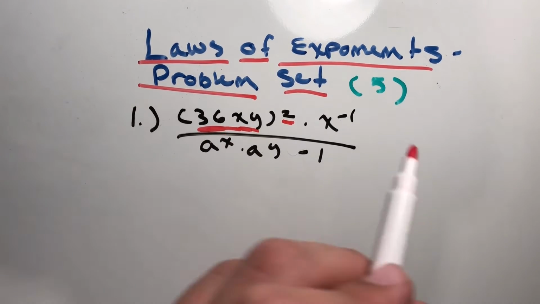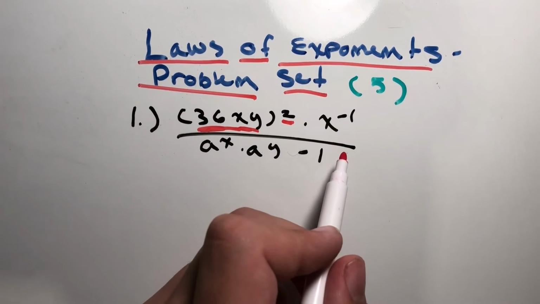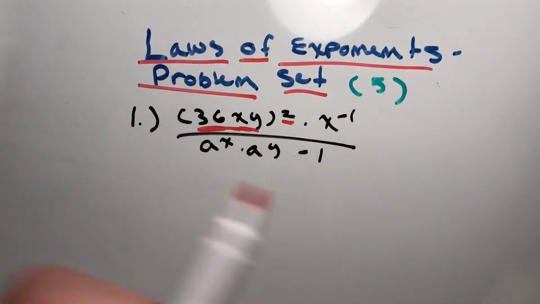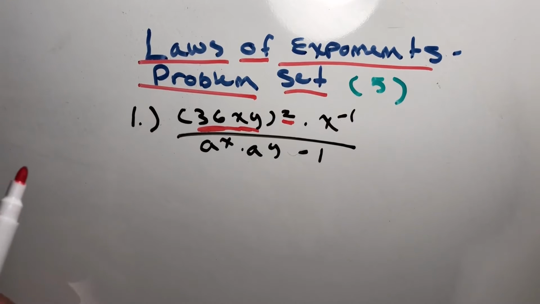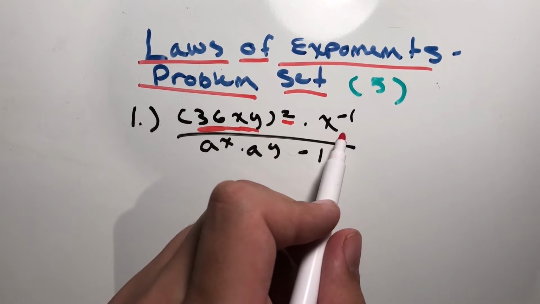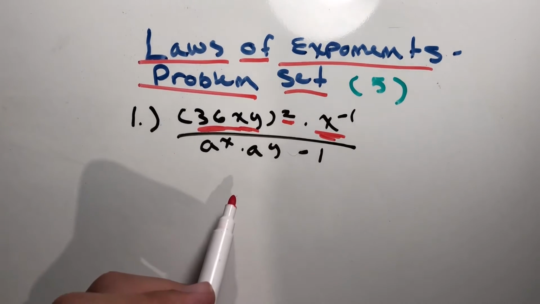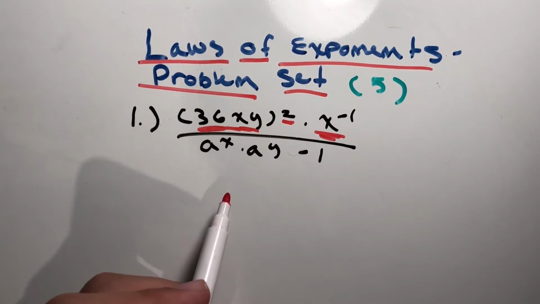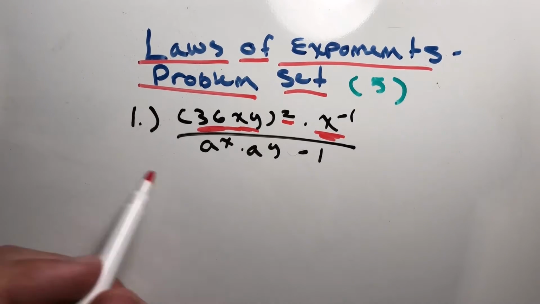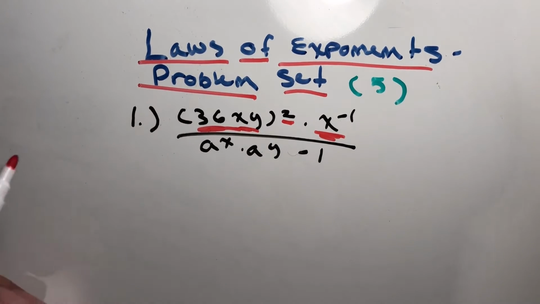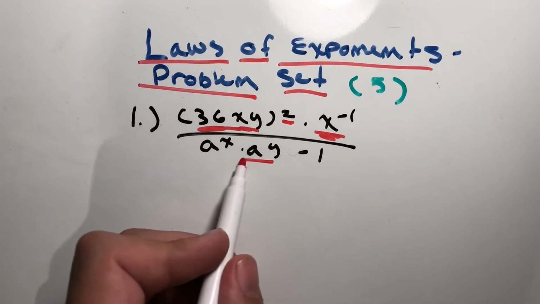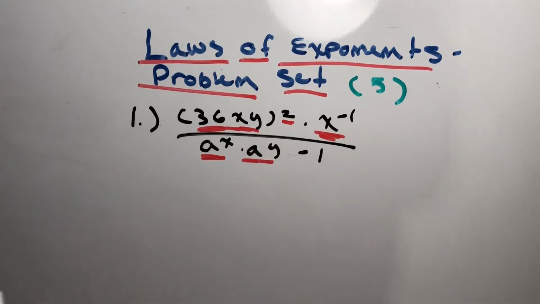To the right of that, we have an x to the negative first power. We discussed how to deal with negative exponents to the first degree, so we'll be using that property to deal with x to the negative 1, at least initially. And on the bottom, we have exactly what law 1 is: a to the x times a to the y. We'll use law 1 to consolidate those exponential powers. So I'll underline that.